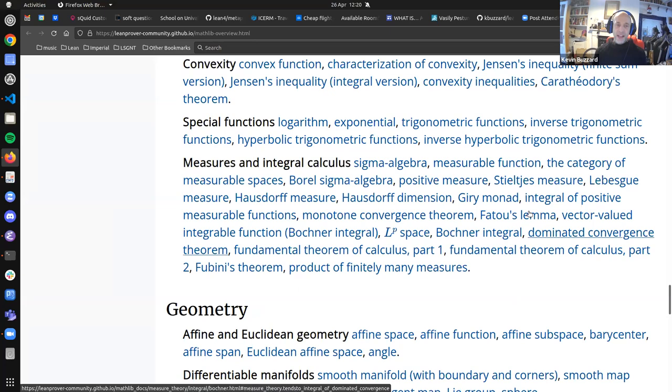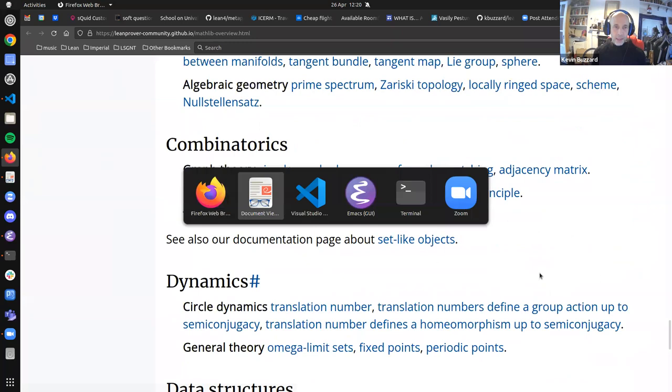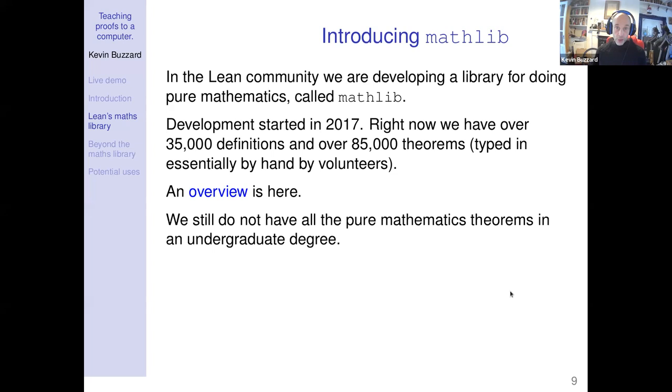It just goes on and on. So there is the current state of our undergraduate mathematics library. It's still not complete. The project is not to develop an undergraduate degree and then stop. The project is to develop a robust foundation for modern mathematics, like Bourbaki.